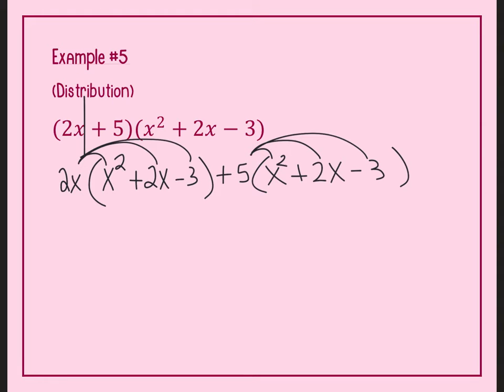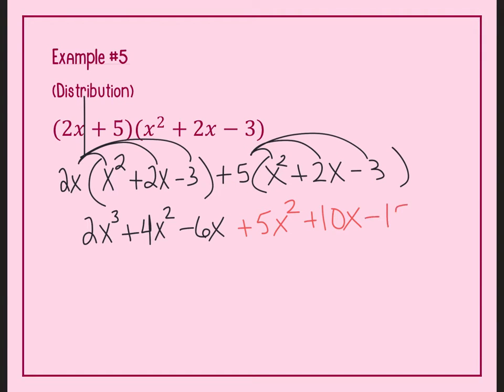So the first one, I'm going to get 2x times x squared is 2x cubed. 2x times 2x is 4x squared. And then 2x times negative 3 is minus 6x. Now with the second side, 5 times x squared is positive 5x squared. 5 times 2x, so 5 times 2 is 10x. And then 5 times negative 3 is a negative 15.